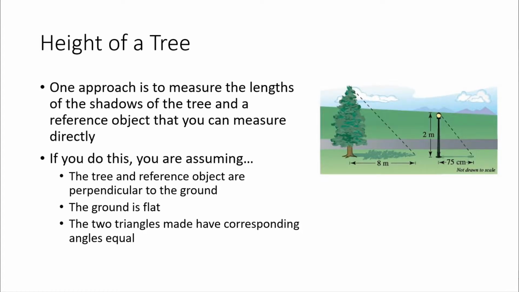Well, if you took the approach that I just laid out for you, the approach that uses a reference object, you are assuming a number of things. Some of the things you're assuming are that the tree and the reference object are perpendicular to the ground. In other words, they make a right angle with the ground. A second assumption you're making is that the ground is flat.